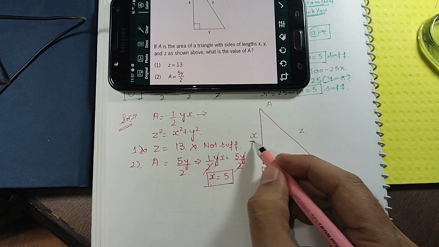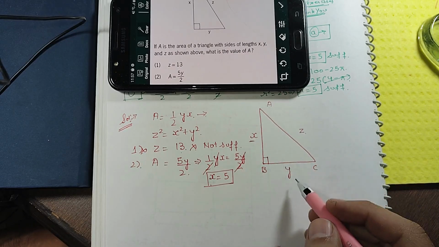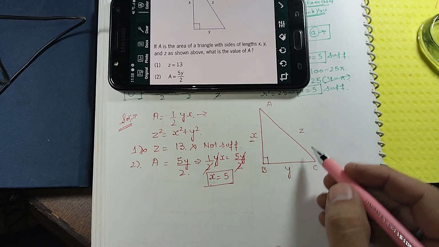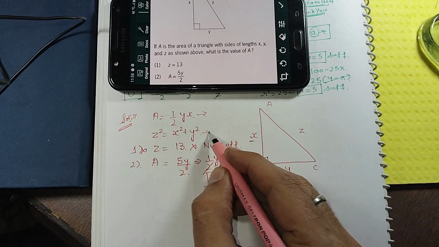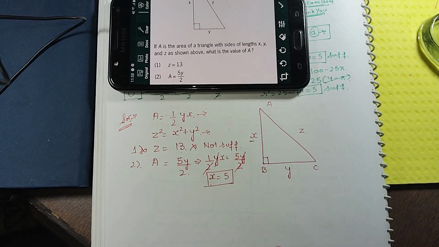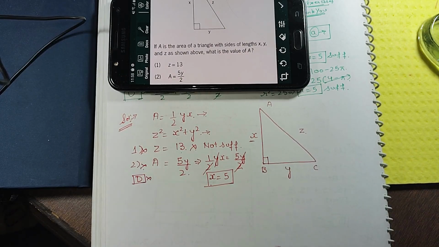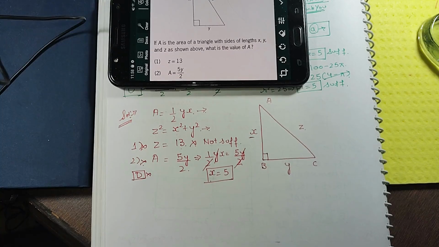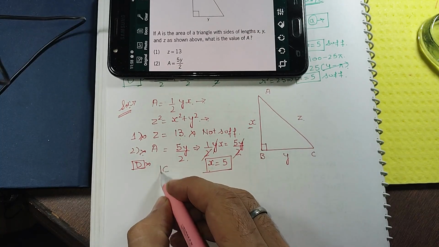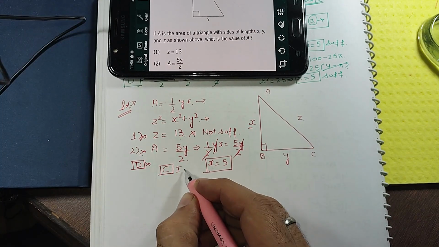Now merely by getting the value of x, I can't find the area because I need the value of y also or z also. With this I can find it with the help of the Pythagoras theorem. So statement 2 is also not sufficient. This means option D is also not sufficient, which says that each statement alone is sufficient. Now we'll check for option C, or if it is not sufficient then we'll go to option E.